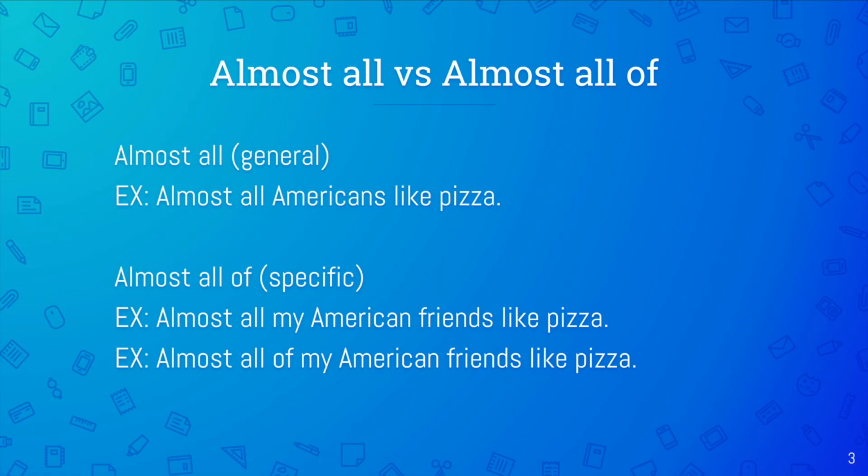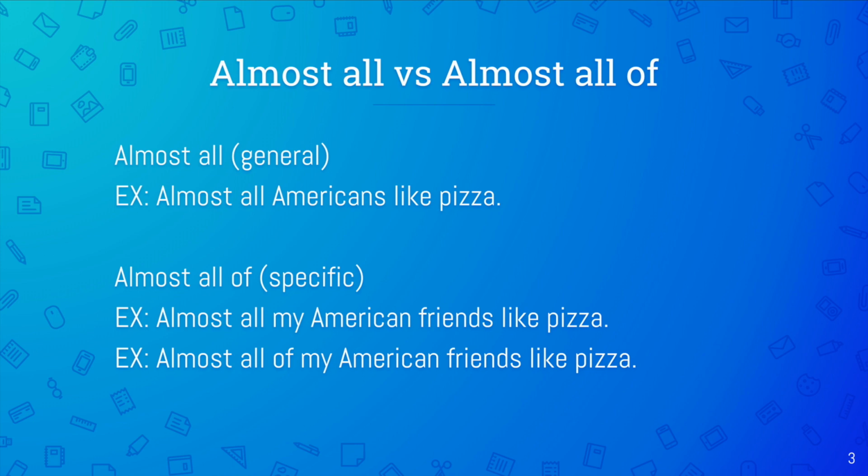So first, almost all Americans like pizza. This is general. I am literally talking about every single American. Let's look at the next example. Almost all my American friends like pizza. Here, I'm not talking about all Americans. I'm talking about a specific group of Americans. Almost all of my American friends like pizza.